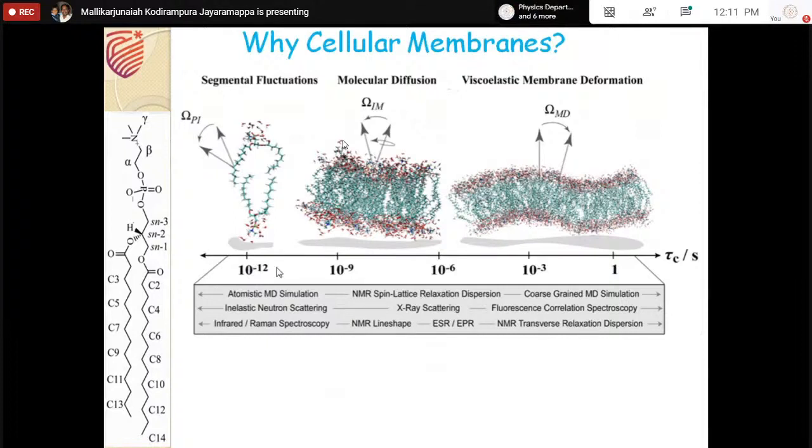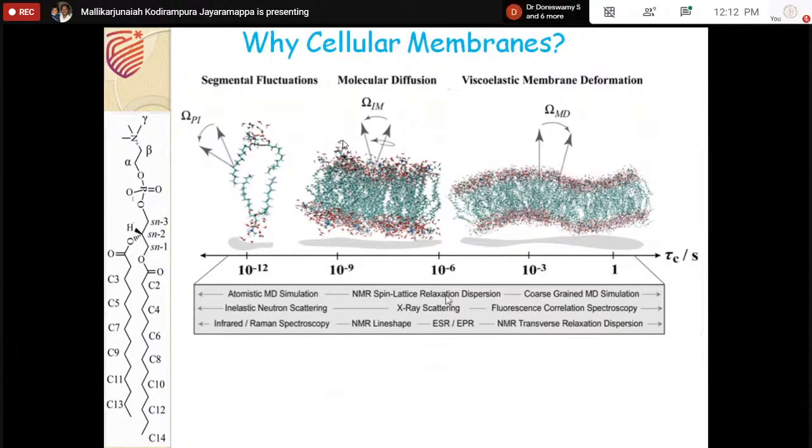Therefore, if I want to understand all these motions, we need to rely on many other experimental techniques as given here. For picoseconds, we go for inelastic neutron scattering and IR and Raman spectroscopy. This we already know about. And if you want to understand this molecular diffusion, we go with nuclear spin lattice relaxation and line shape, and we use the ESR technique, also called electron paramagnetic resonance. And then if you want to understand this molecular deformation, we go for transverse relaxation dispersion.